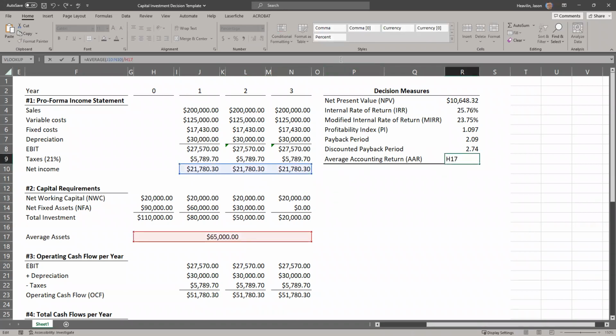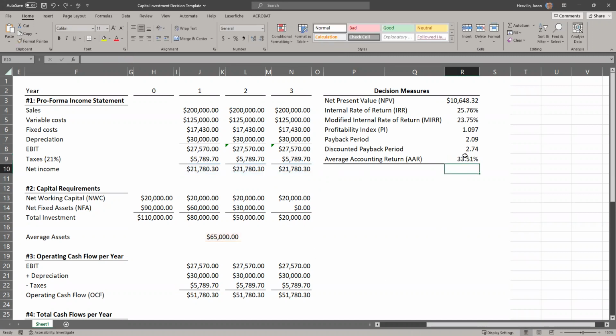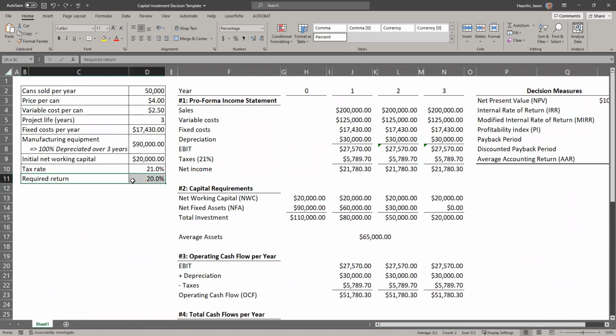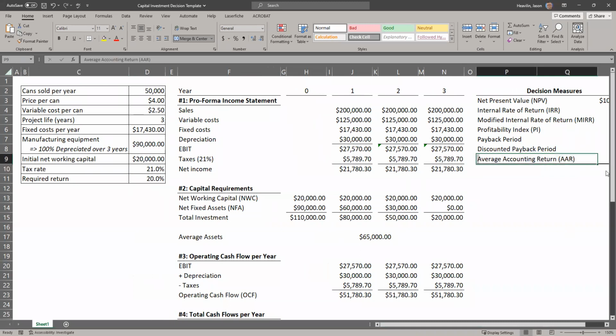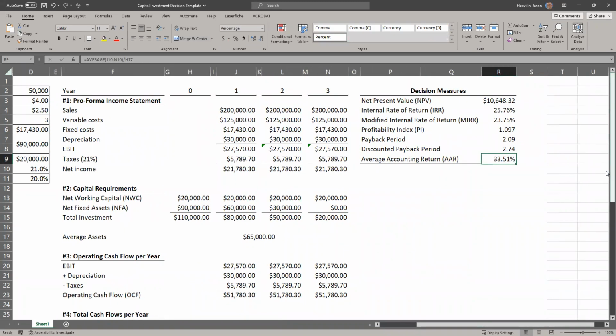So we have the average net income divided by the average assets. Once again, this one here, you could have a number the company dictates. We need our average accounting return to be higher than blank. Or for lack of more information, you can use the required return. It's not a direct comparison, but it helps if you have everything else. But the point is that it has to be compared to something, and then you decide if it's higher than whatever that number is, then you accept the project. Okay, and those were decision measures. That will be it for this video.